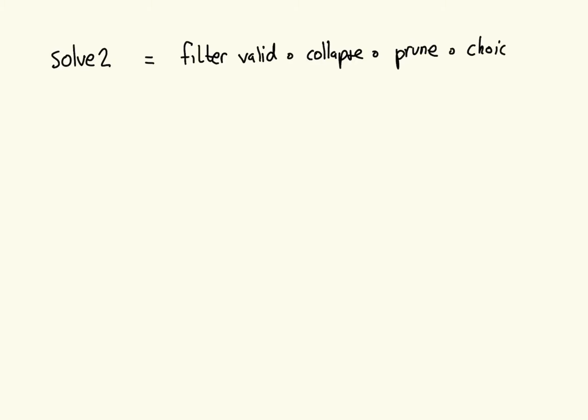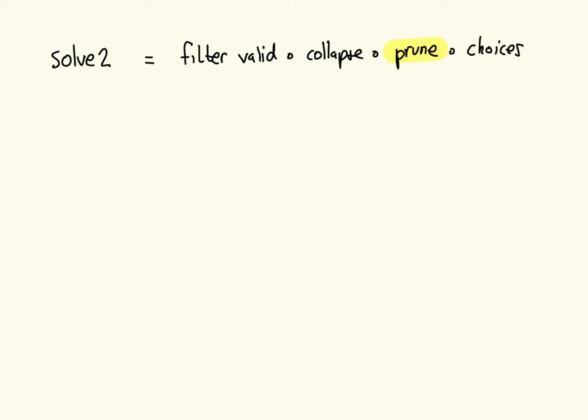So what we did then is we thought about the idea of pruning out invalid choices. This led us to our second Sudoku solver, called solve2, and it had the same type as before. And it's defined in much the same way. So we filter the valid grids after collapsing, after pruning, and this is the new part, after applying the choices function. So this is basically the same as the first solver, except we've added one new function here in the composition. We've added the prune function.